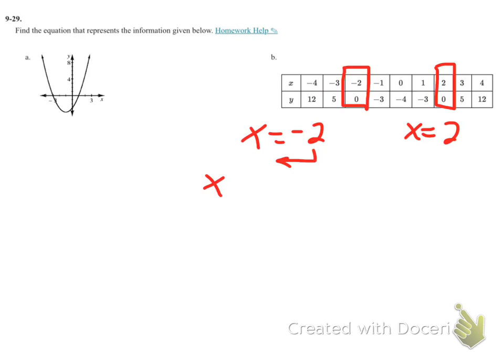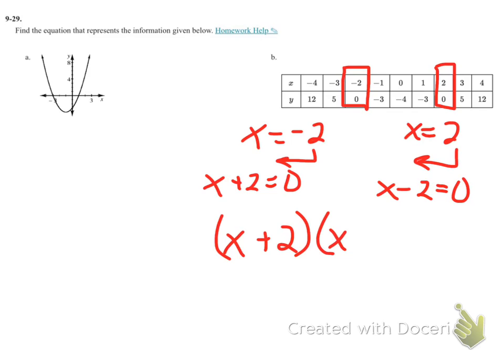Moving them over, I have x plus 2 equals 0. And moving that one, I have x minus 2 equals 0. So my equation in factored form is y equals x plus 2 times x minus 2. You might recognize that as a difference of squares.